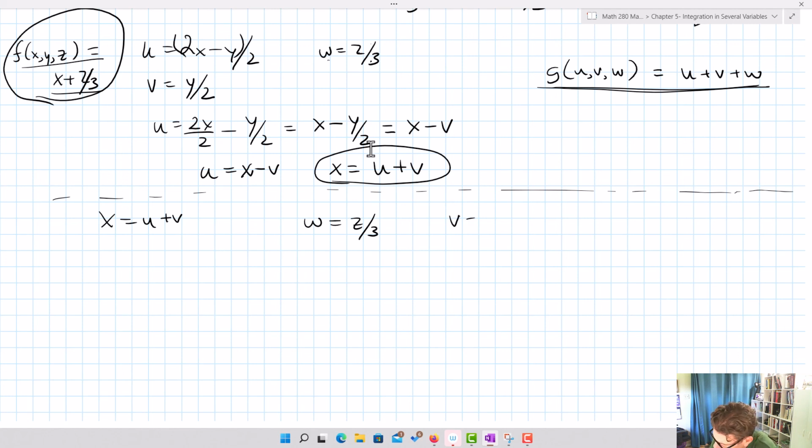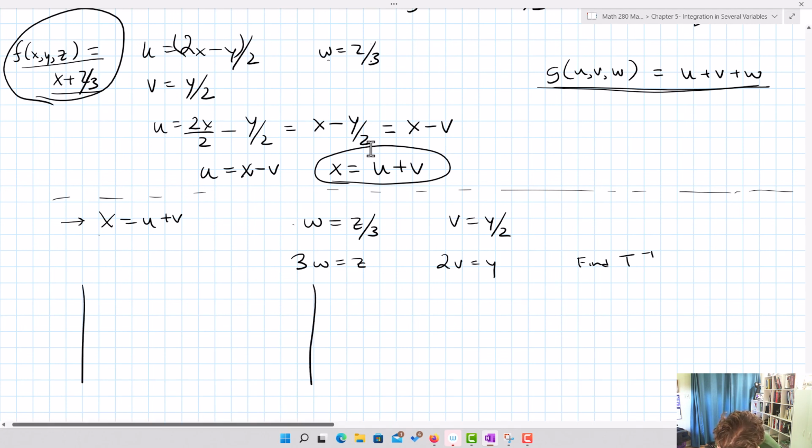And I know that v equals y over 2. So what I'm going to do is keep x, because I'm going to need to take the partials with respect to u, v, and w. I'll need to change this to 3w equals z, and I'll need to change this to 2v equals y. I'm going to find T inverse. That's my inverse transformation, T inverse, not the other way around. So here's T inverse. Now I've got my x's on top, then my y's, then my z's.